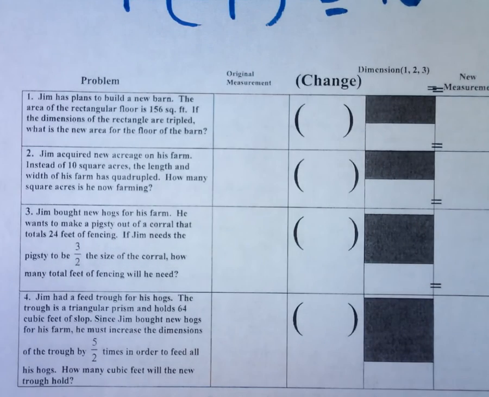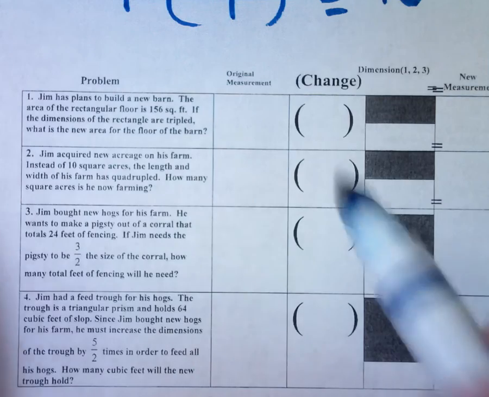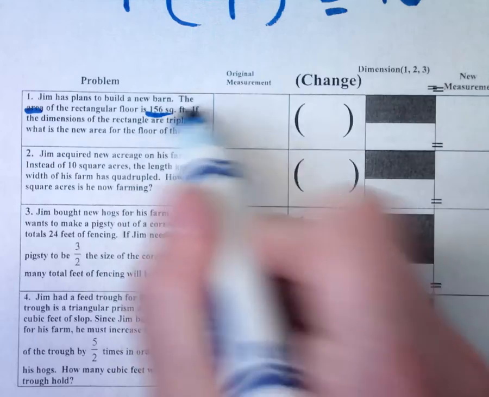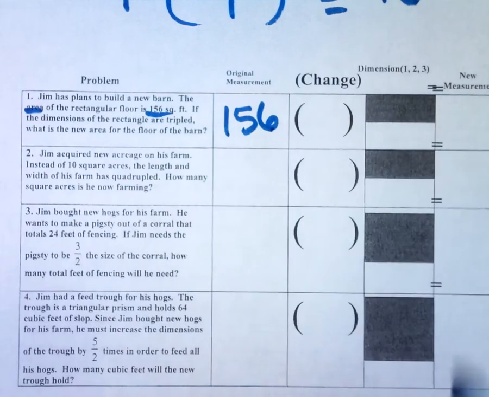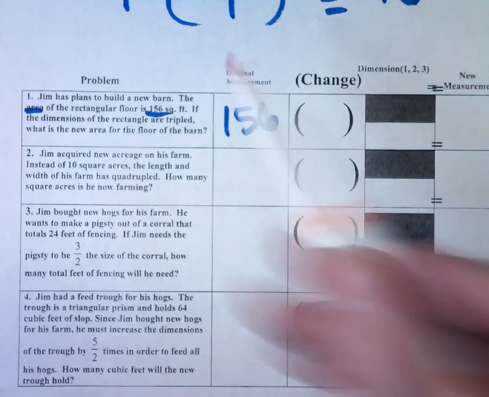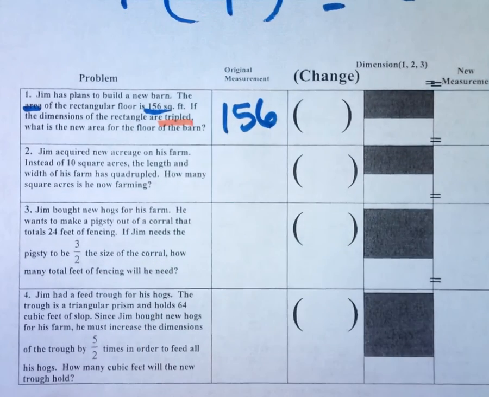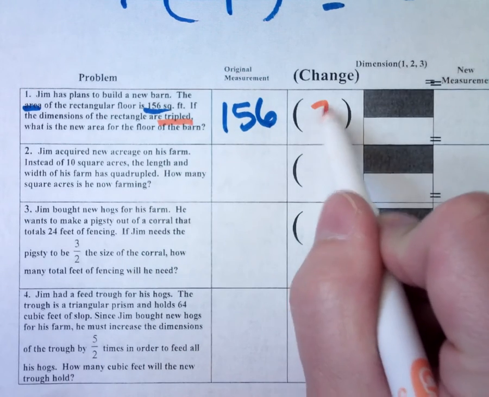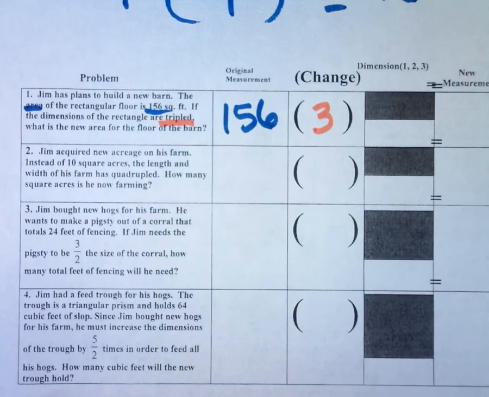Okay, so looking down here, I know these are tiny, so blow it up. Okay, Jim has plans to build a new barn. The area of the rectangular floor is 156 square feet. If the dimensions of the rectangle are tripled, what's the new area of the floor for the barn? Okay, so what is the original area that they gave us? 156. And what do we want to do to it? We want to triple it, right? It says if the dimensions of the rectangle are tripled. So my change is 3. I want to make it 3 times as big.